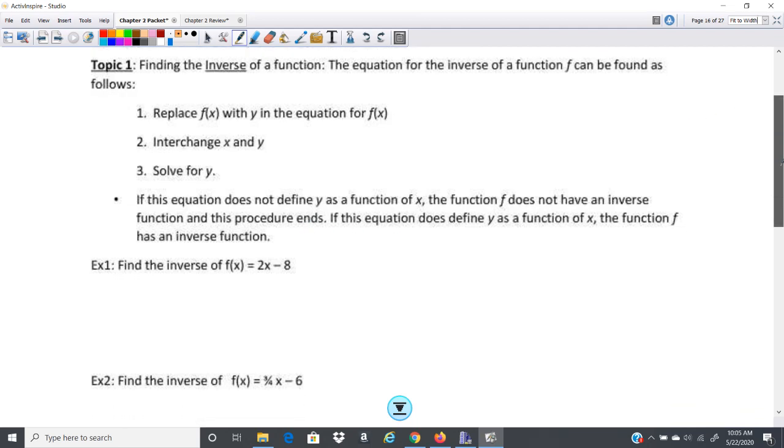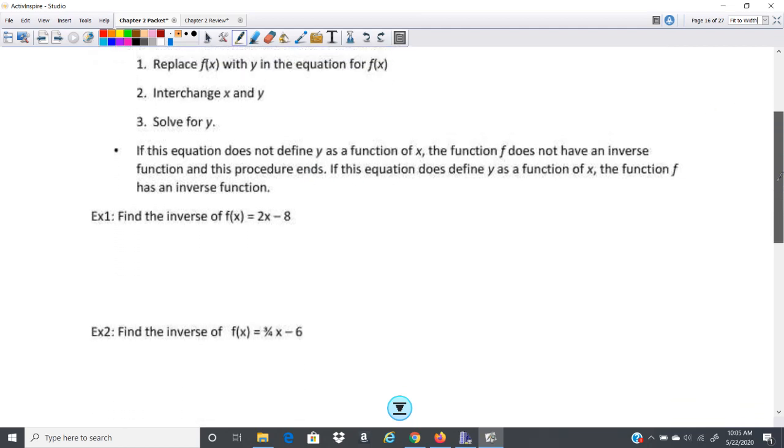Okay, so let's go ahead and take a look at an example here. In our first example, you have f of x equals 2x minus 8. What we're going to do is change this f of x to a y. Then we're going to switch the x and the y. So this y equals 2x minus 8 is going to change to x equals 2y minus 8. And then we're going to solve for y.